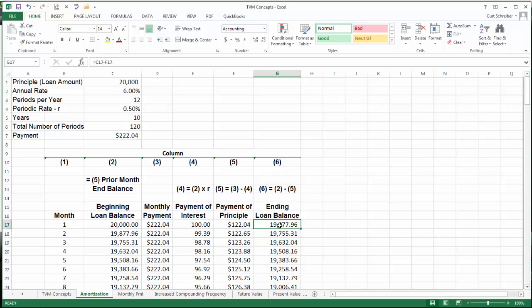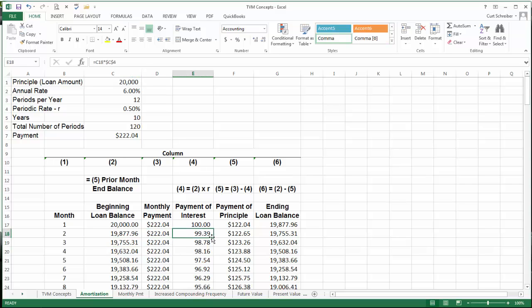And then the loan balance is equal to the beginning loan balance minus the amount that we just paid off, which equals the ending loan balance. Now, the beginning loan balance is going to be equal to the ending loan balance in the previous line. Now, everything else remains the same.